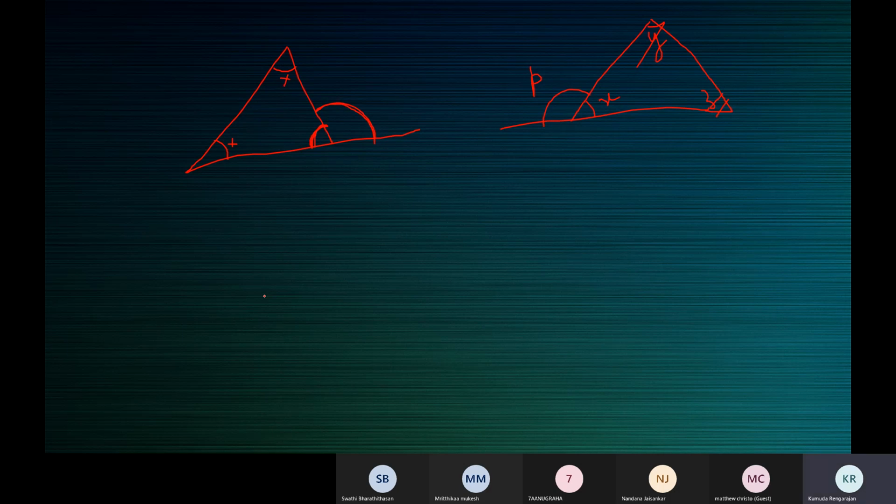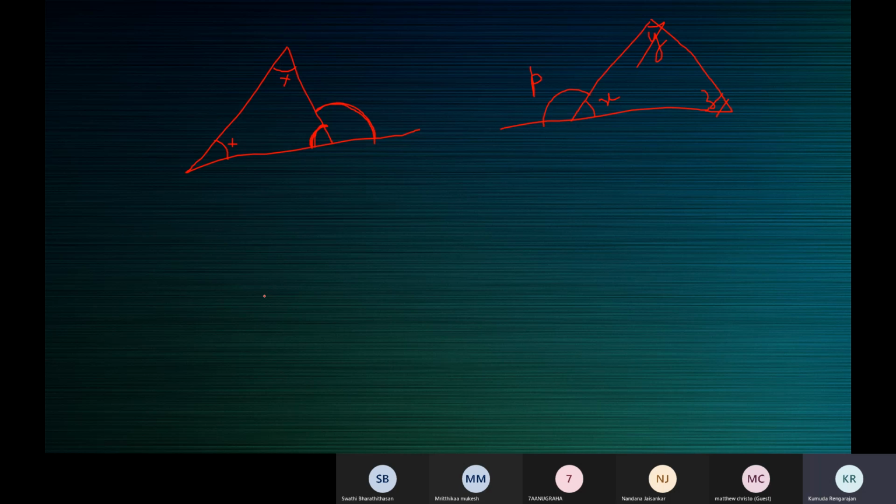P and what forms a linear pair? X, ma'am. That is the immediate interior angle. X is the immediate interior angle. P and X form a linear pair, right? P and X only form a linear pair. So for P, X is the immediate interior angle.